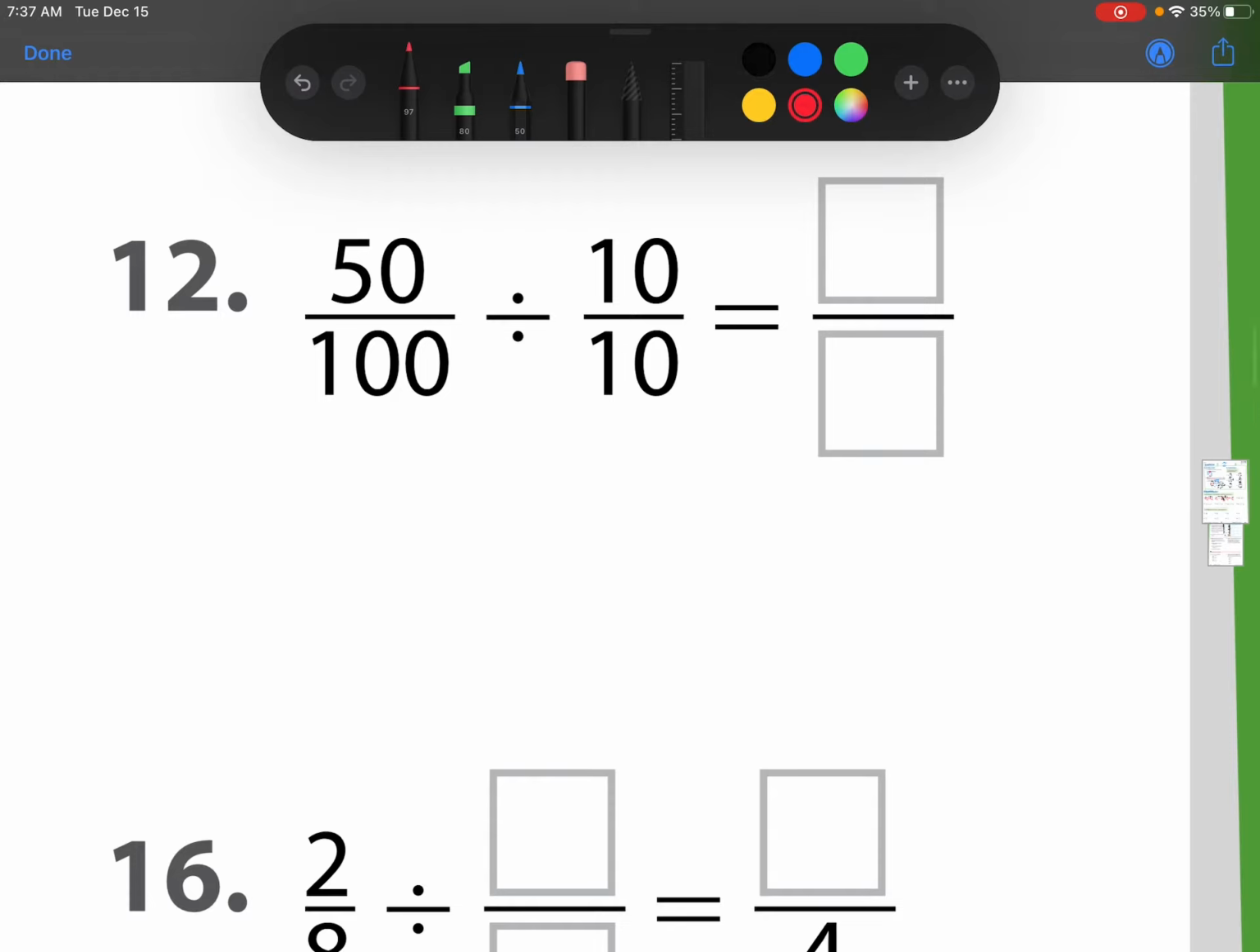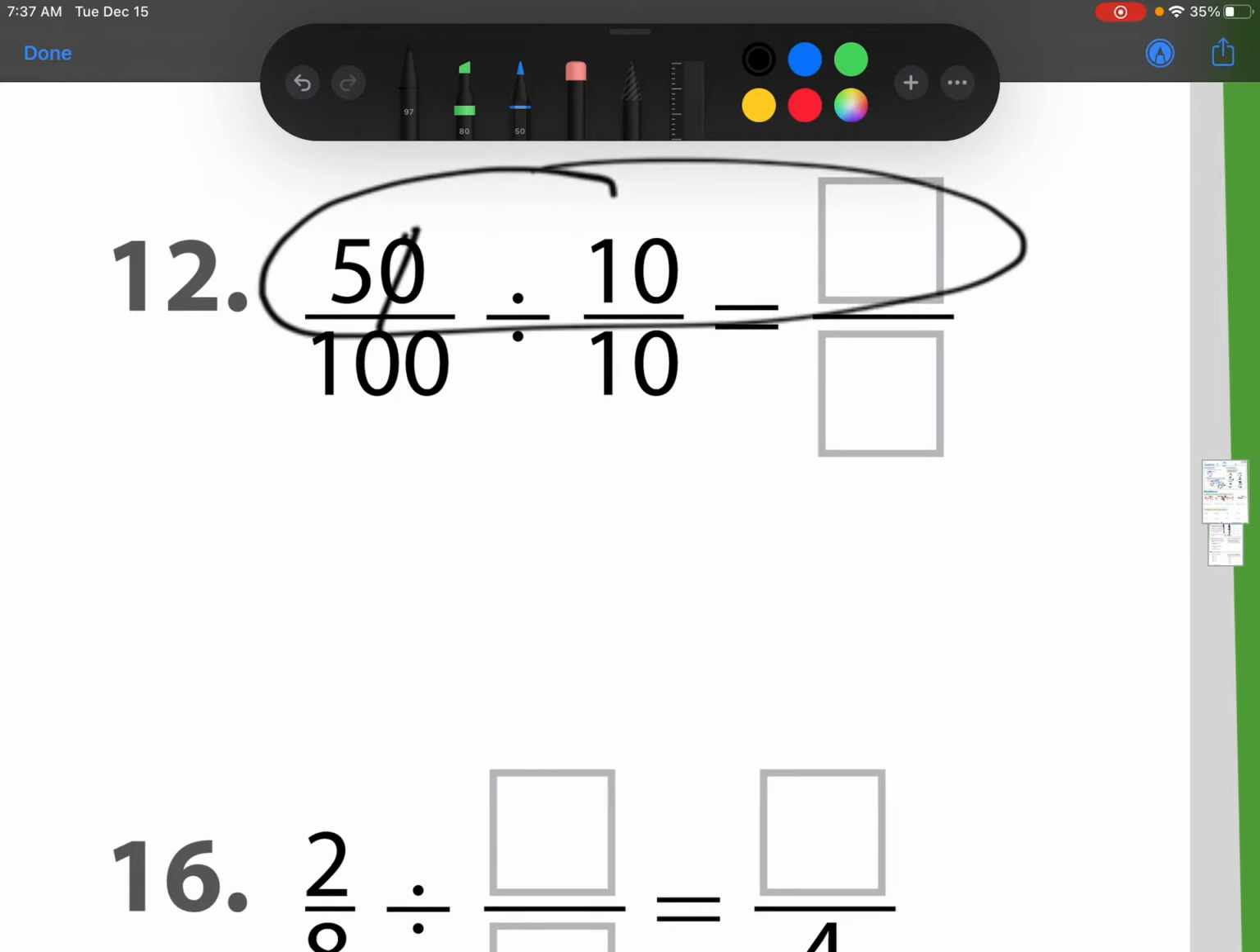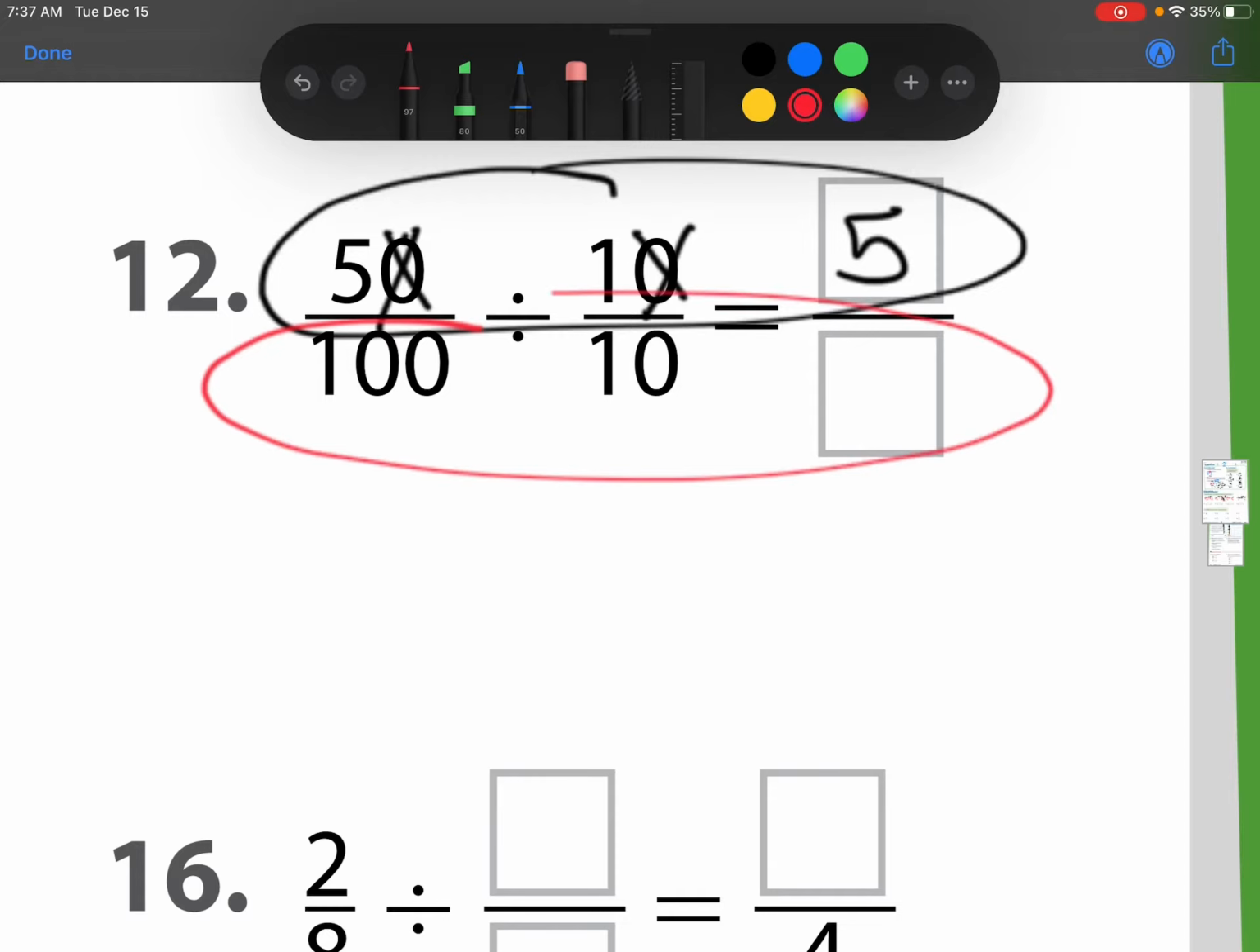Number 12. 50 divided by 10. Remember, we already talked about when we divide by 10s, we can just get rid of those zeros. So I have my answer of 5. And the same thing, 100 divided by 10, I can just get rid of those zeros, is 10. So 5/10.